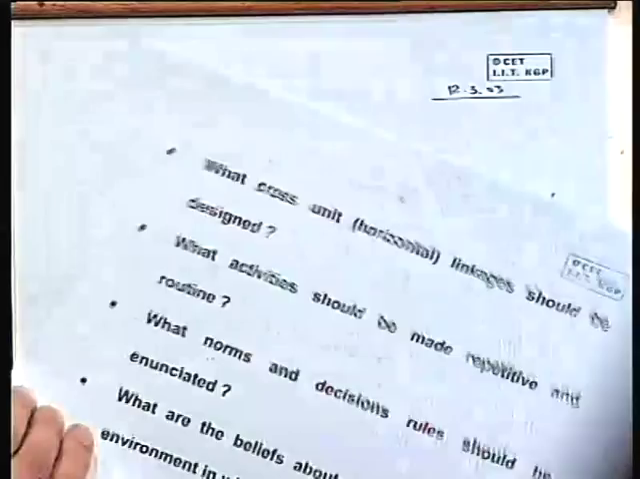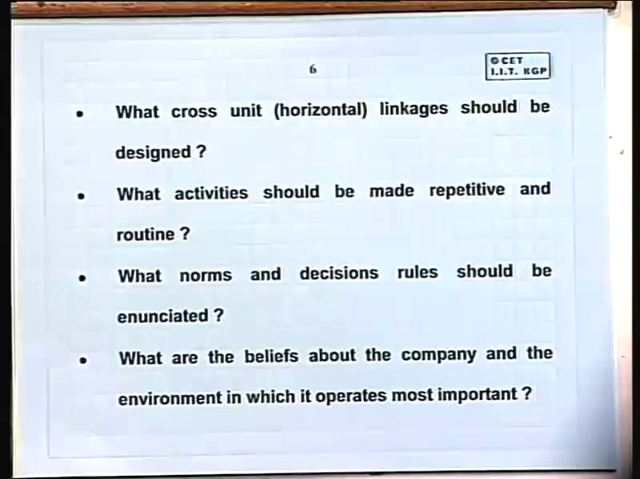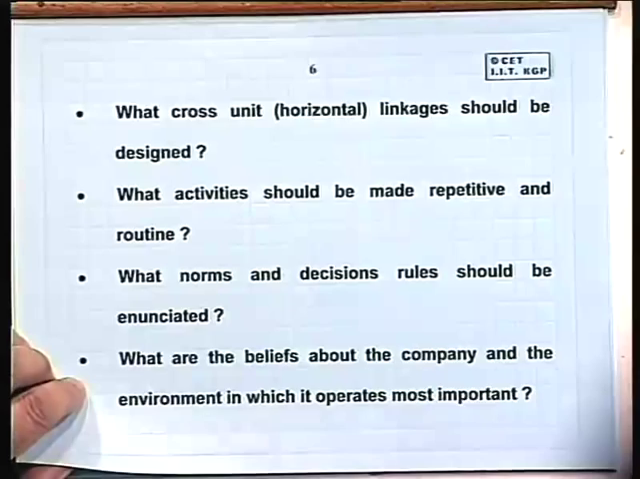Who should be the decision maker for what type of decision? What activities should be made into independent groups and what not? What horizontal linkages should be there for better coordination? What norms and decision rules should be enunciated? What are the beliefs about the company and the environment in which it operates, which is most important?